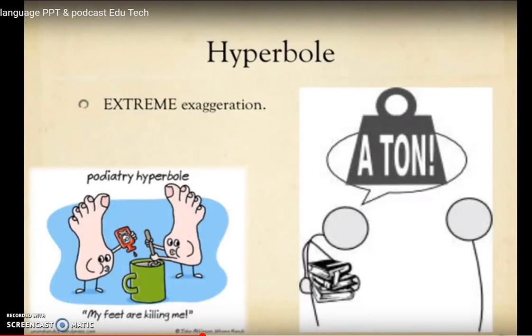The next one is a hyperbole. These are extreme exaggerations, things that don't really make sense, but you get what they're saying. This one says it's a podiatry hyperbole since it has to do with your feet, but it says, my feet are killing me. Well, are they really killing them? Nope. They're really just meaning that they're really sore or they really hurt. The same thing with, you pick up something. Oh man, my book weighs 1,000,000 pounds. Well, not really 1,000,000 pounds, but you're trying to get across the fact that it's really heavy.